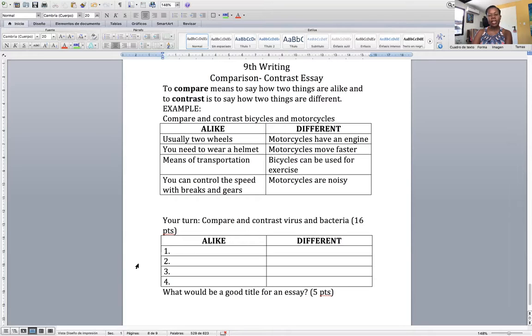Now let's see the second row to see how they're different. Motorcycles have an engine. Most bicycles don't. Motorcycles move faster precisely because they have an engine. Bicycles can be used for exercise. Motorcycles not, because the engine is making them move, but in bicycles you gotta pump, you gotta cycle. And motorcycles are very noisy. Bicycles not so much. So this is how motorcycles and bicycles are alike and how they're different, the comparison and the contrast.